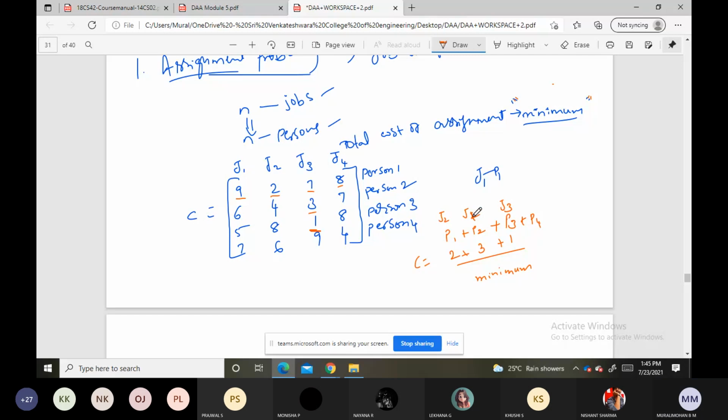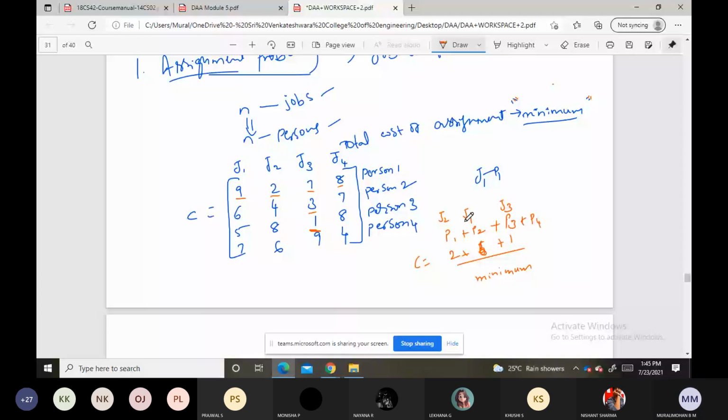So what is the total of this? 2 plus 6, 8, plus 1, 9, 9 plus 4, 13. So this is the minimum where we can assign a job to each of the persons.